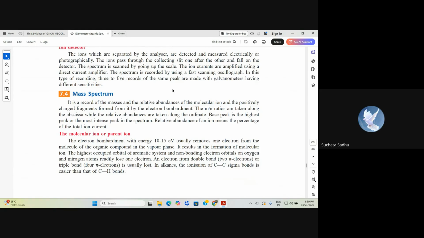How do we calibrate the atomic mass of hydrogen? As it comes, for example, 1.008. So how is it calibrated actually?